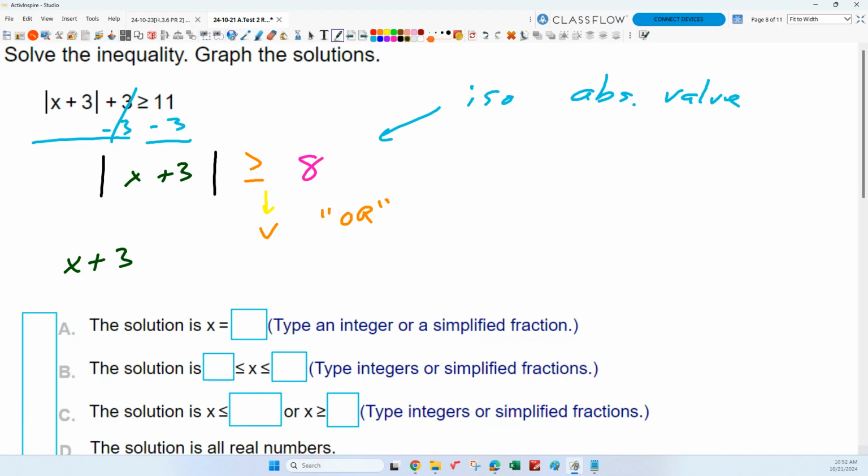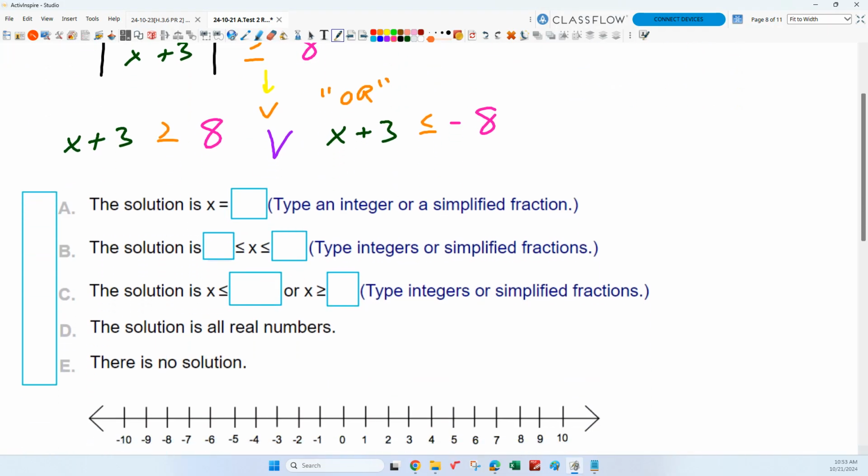How do we make this into an or? We have to have two parts to this, right? Greater than or equal to the positive. Okay, so greater than, oops, what am I doing? Made an or statement. Greater than or equal to positive 8, or what's inside is what? There you go, less than or equal to the negative. Those are pretty easy to solve.